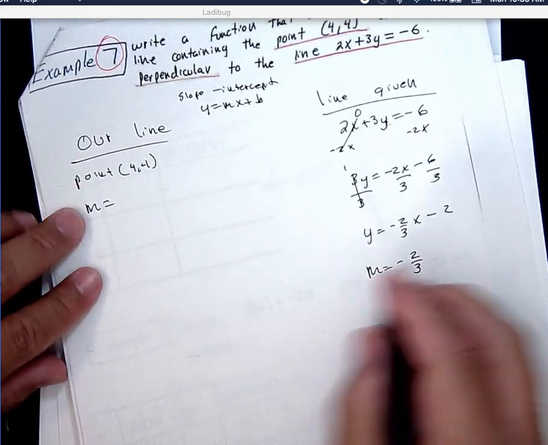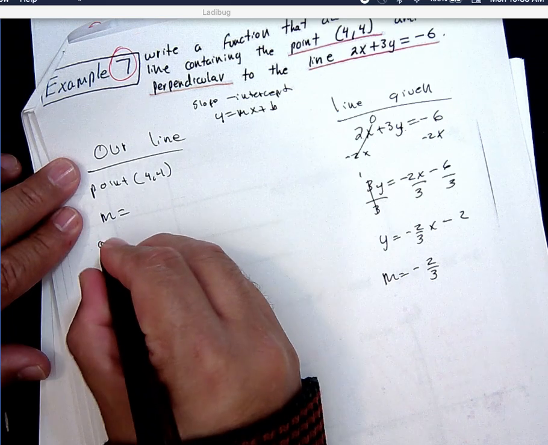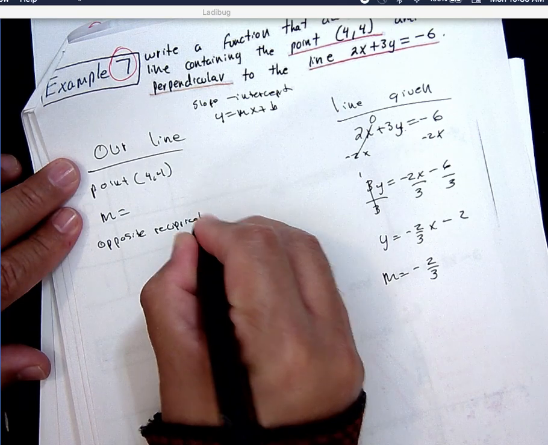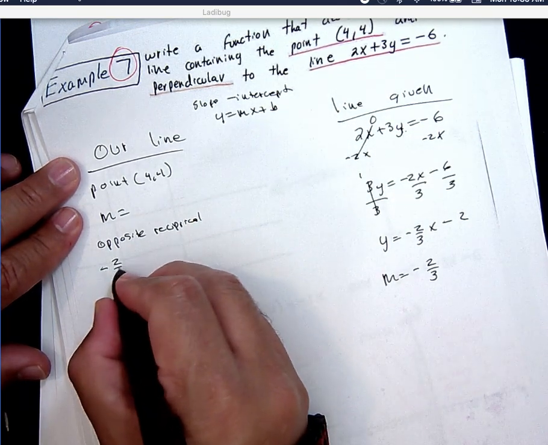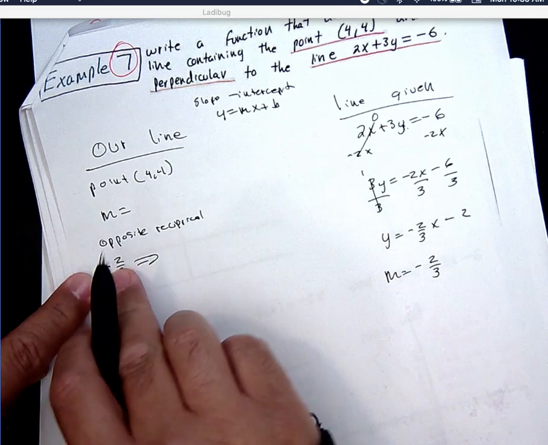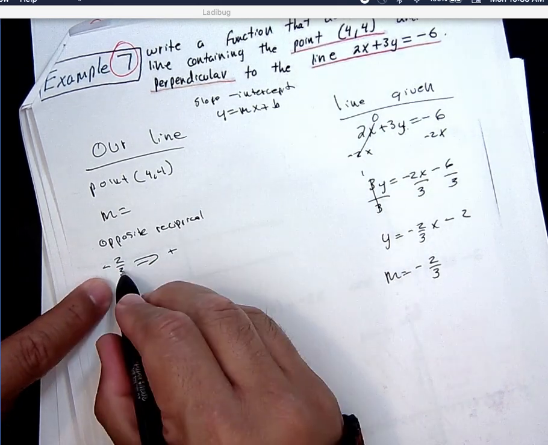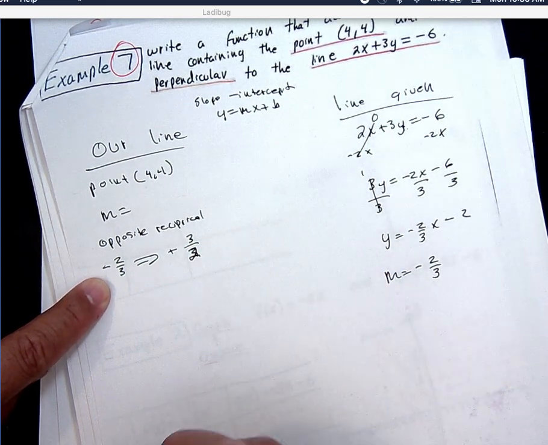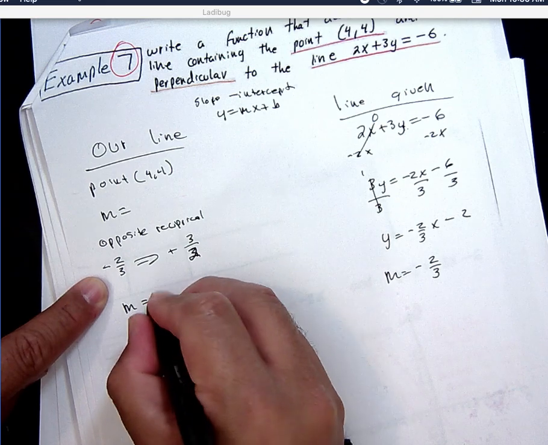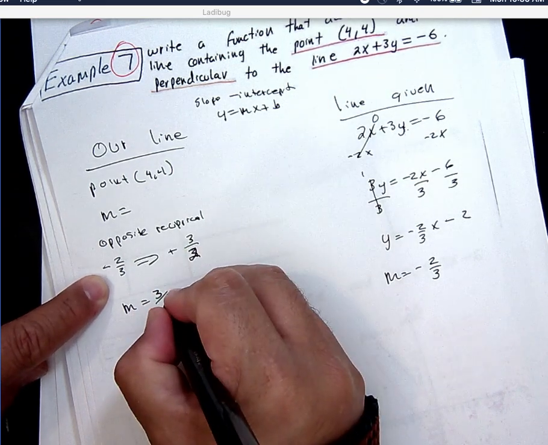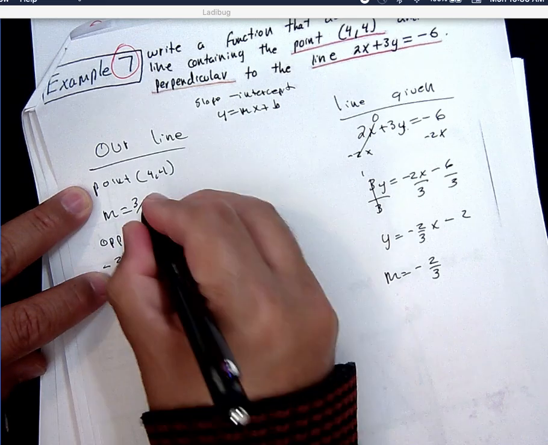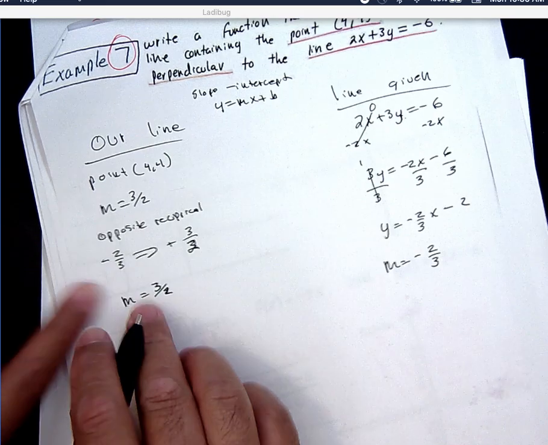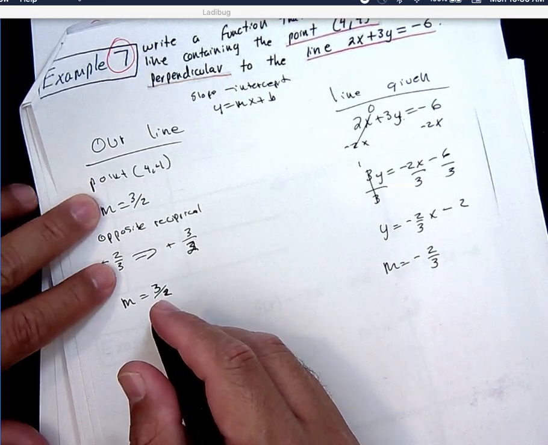So what's the opposite reciprocal of this? So let's find the opposite reciprocal. We get 2/3. The opposite reciprocal would be change the sign, so you would get a positive, and then flip the fraction, so 3/2. Sorry, 3/2. So our slope is positive 3/2. So we got the point and we got the slope.